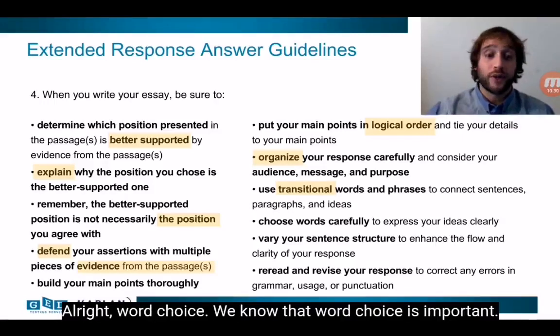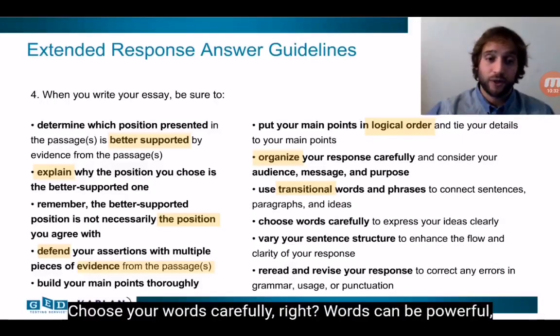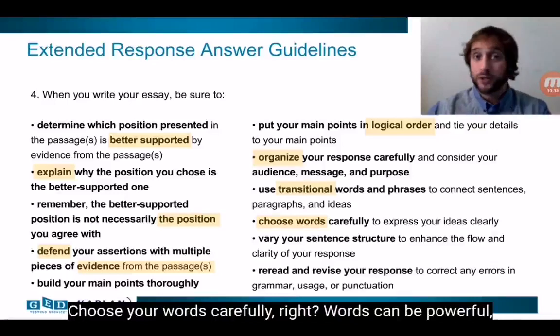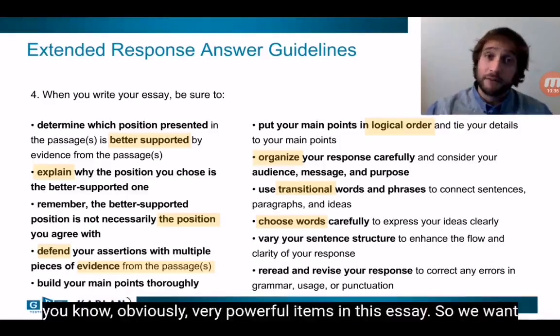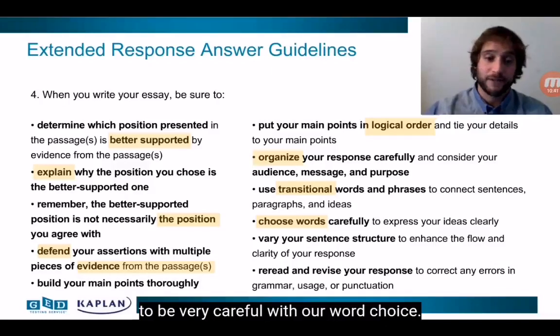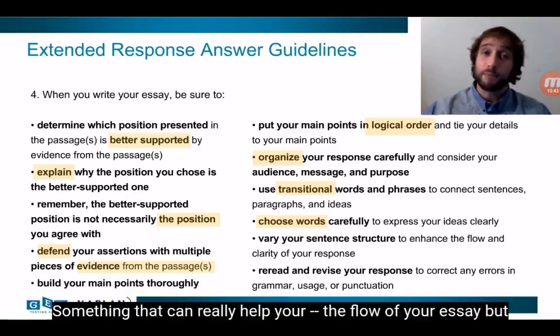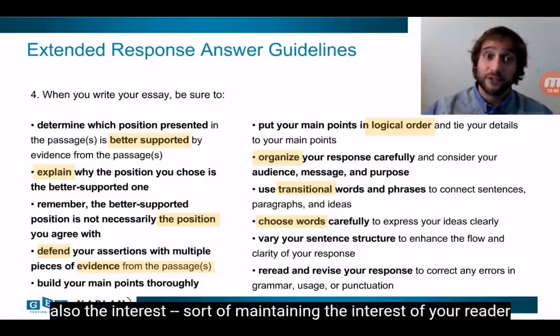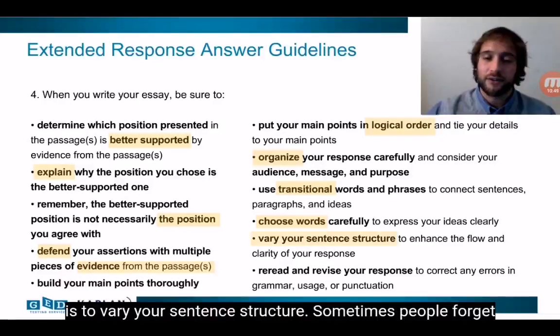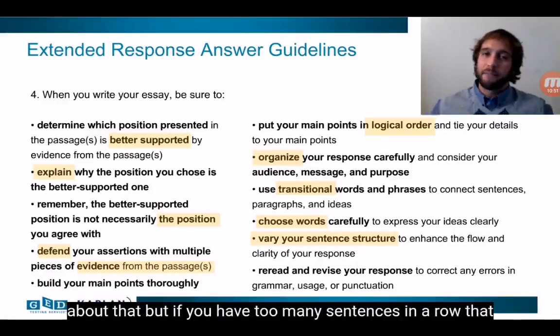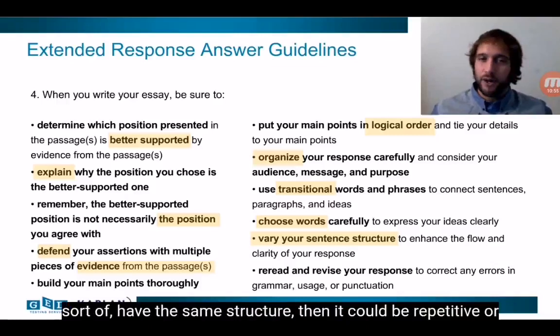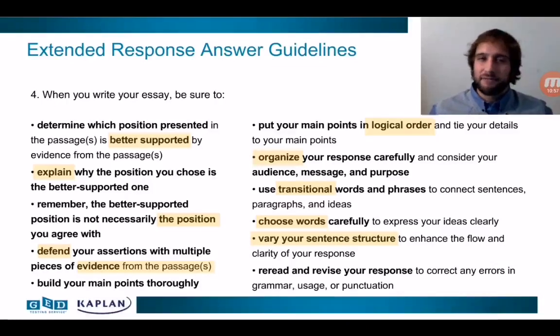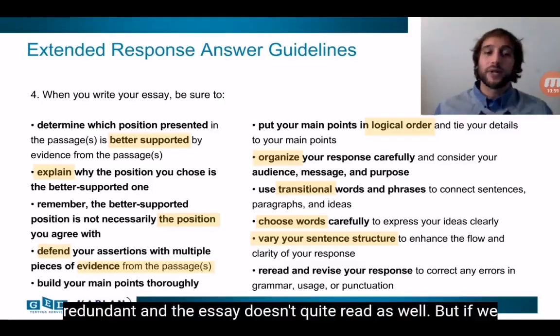All right, word choice. We know that word choice is important. Choose your words carefully. All right, words can be obviously very powerful items in this essay, so we want to be very careful with our word choice. Something that can really help the flow of your essay, but also maintaining the interest of your reader, is to vary your sentence structure. Sometimes people forget about that, but if you have too many sentences in a row that have the same structure, then it can be repetitive and redundant, and the essay doesn't quite read as well.